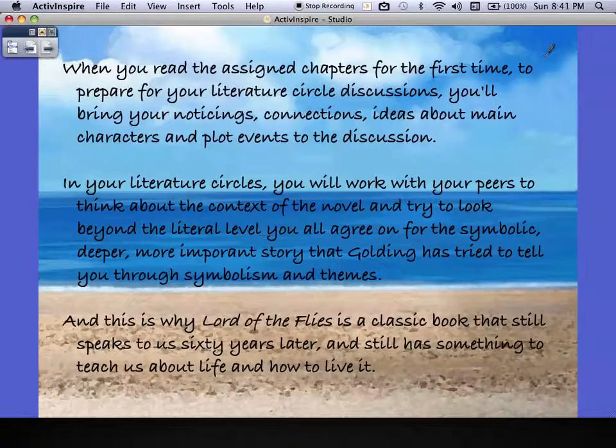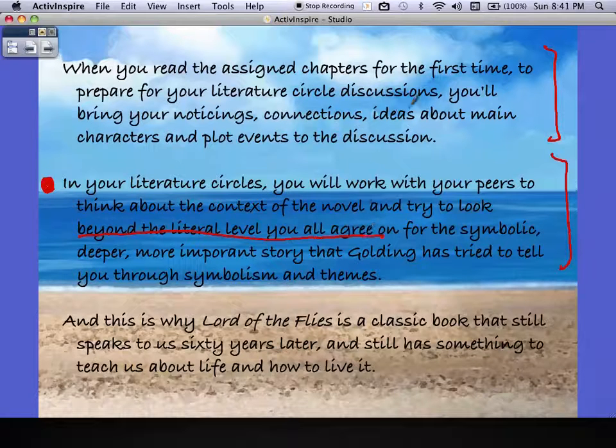So what? So here's the bottom line, guys, and this should be in your notes. When you read the assigned chapters for the first time, which is your first draft writing, to prepare for your first literature circle meeting, you're going to write what you've noticed, characters you picked up, connections you've made, ideas about what you think is going on in your novel. When you get into your literature circles, that's where you're going to begin to apply context. You're going to try and get beyond the literal level that you can agree with.